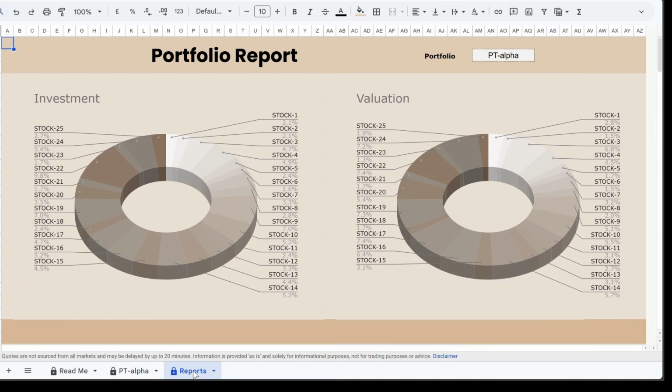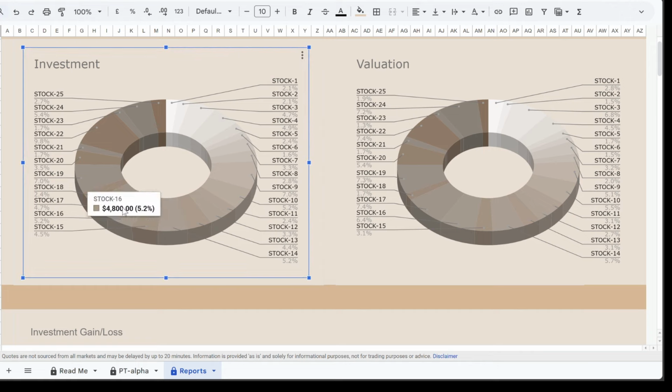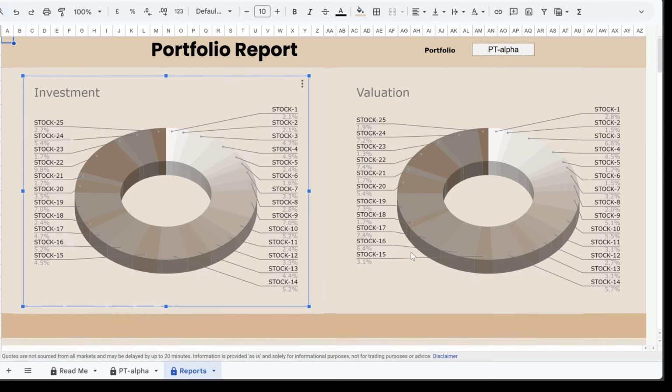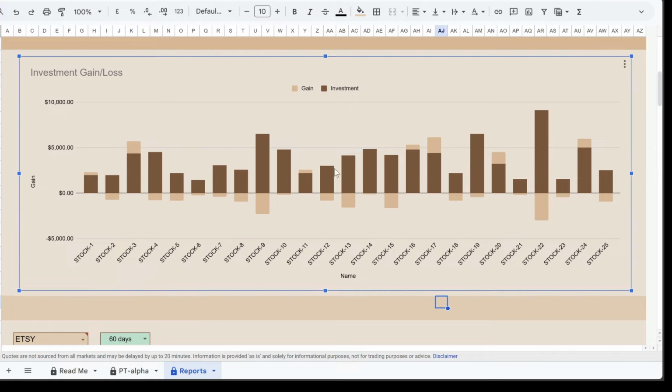Moving to the report sheet, we can first check the investment and valuation donut chart. It is updated for all the stocks, based on their respective investment and valuation. The shares are listed counterclockwise, from right side top to left side top, which makes it easier to do side-by-side comparison. Investment versus gain graph is also updated accordingly.